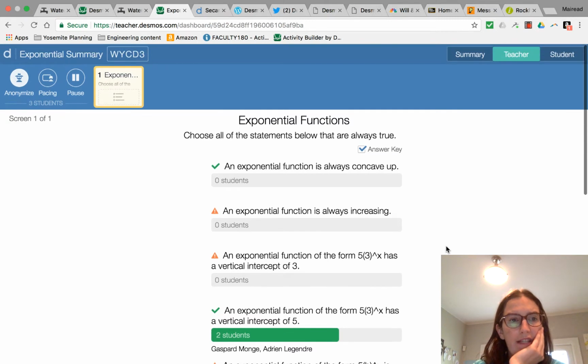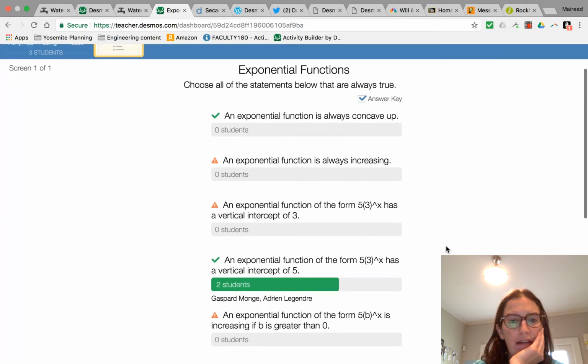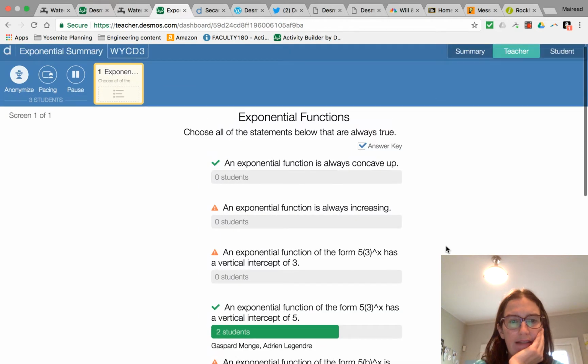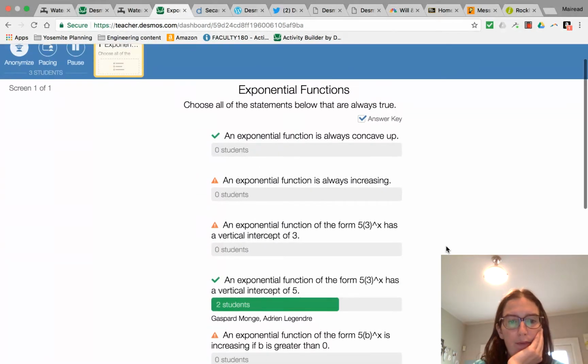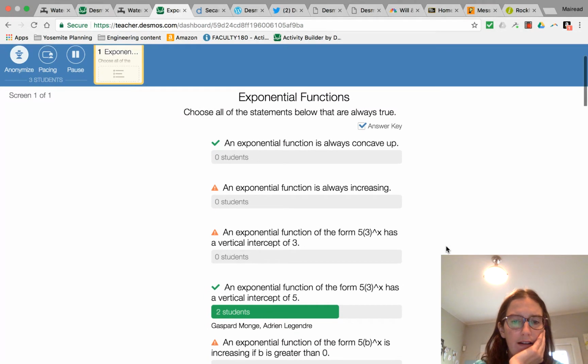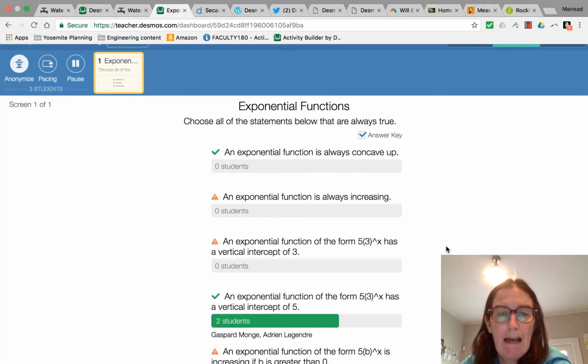Hi everyone. So I'm just taking a look at the exponential summary, which some of you went and did on Desmos. And I see that there's a couple of things that people missed. So I've anonymized, so you're not going to see actual student names on here.